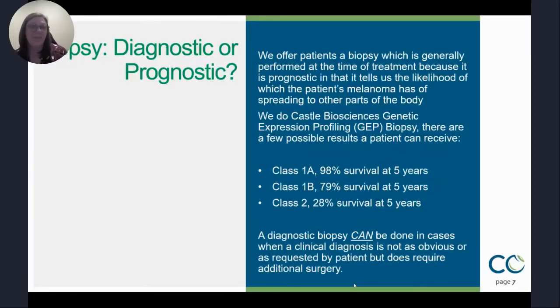Now, the biopsy. So this is just a quick overview of the biopsy from Castle Biosciences. We offer our patients a biopsy, which is generally performed at the time of treatment. And we do that because the biopsy doesn't tell us if there's melanoma or not. It tells us the prognostic factor, which is what does the future look like? And so there are a few possible results with that testing. As you can see, there's class 1A, class 1B, and class 2.